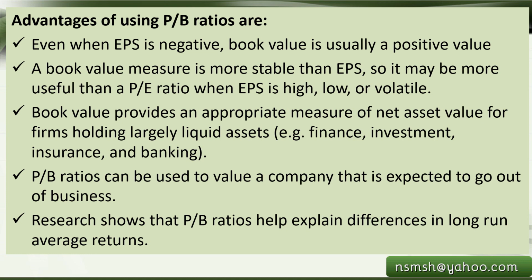PB ratios can be used to value a company that is expected to go out of business. If a company is going out of business, if you want to calculate that, maybe you have to use the PB ratio, book value ratios. Research shows that PB ratios help explain differences in long-run average returns also. Because book values are smoothed after depreciation, it is a stream, in the long run the average returns will be maintained that way.